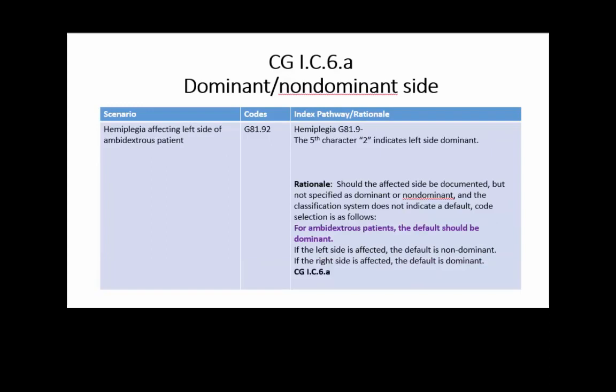In the next guideline, hemiplegia affecting the left side of an ambidextrous patient, the guidelines tell us for ambidextrous patients the default should be dominant. What that means is that if they're ambidextrous, both sides are equally strong. So whatever side is affected, in this case the left side, we're going to say the left side is dominant.